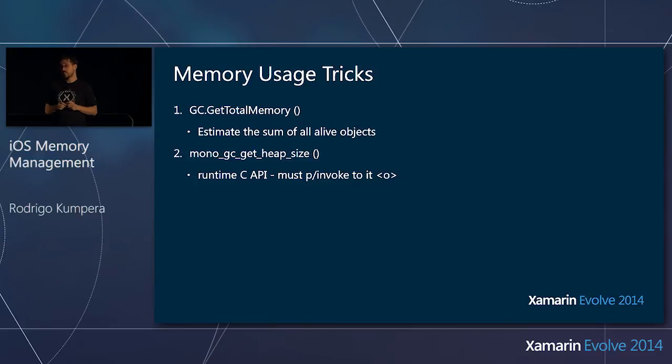Next one, mono_gc_get_heap_size. This one is part of the C API for the runtime, so you're going to get your hands dirty with P/Invoke. It's not the end of the world. We all have been there. It's going to be fine.